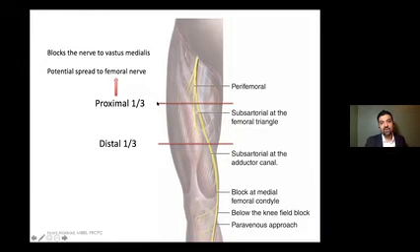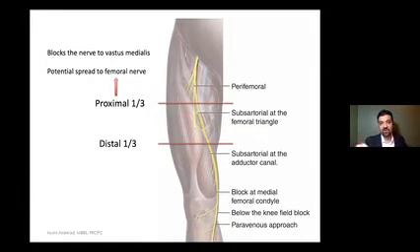So if we do the block in the proximal third, we block the nerve to vastus medialis every time, which can cause motor blockade, leading to decreased leg extension at the knee and potentially instability of the patella. Now, some people say it is important to maintain this strength, and some people say, you know what, it's a very minimal issue.